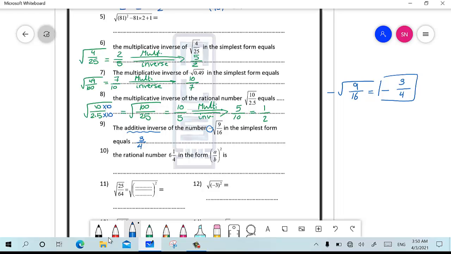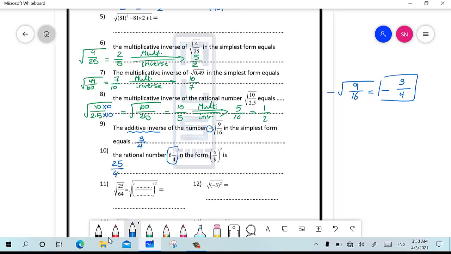And let's go now for number 10, the rational number 6 1 over 4 in the form of a over b all squared. First of all, let's convert the mixed number to an improper fraction. So 4 times 6 is equal to 24 plus 1. So 25 over 4 is the improper fraction, which equals 6 1 over 4.